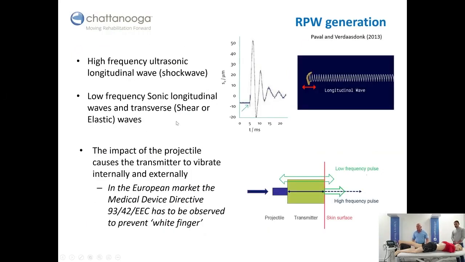So when the projectile hits the transmitter, it produces a high frequency, ultrasonic longitudinal wave, which we cannot hear, and also a low frequency sonic wave, which has a longitudinal and what's called a shear wave component. And we can have a look at those now.